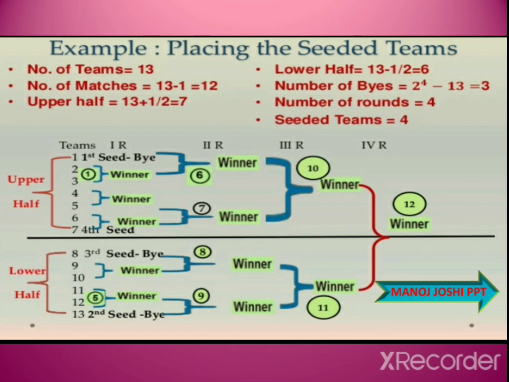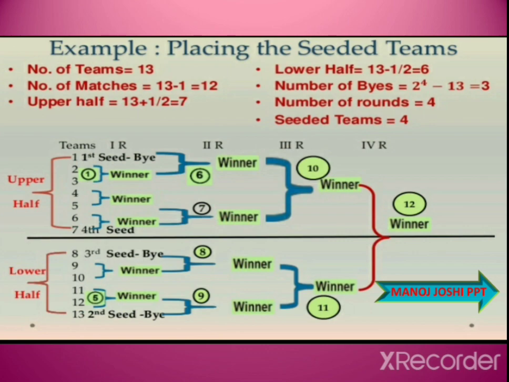First, we write all the numbers of the teams, then divide teams in 2 halves according to the formula. Upper half always has one team more in case of an odd number, so 7 teams are there in the upper half, lower half 6 teams. Then the first seeded team we have put at the top, the second seed we have written here at the bottom, the third seed is the first team of the lower half, and the fourth seed is the bottom team of the upper half. So this way we have written the seeds, where the teams are seeded. These are the strong teams.